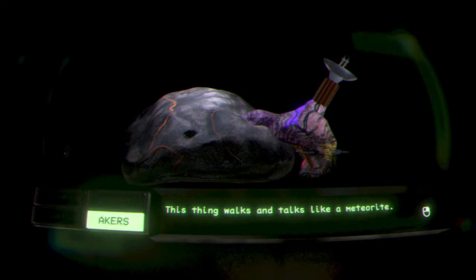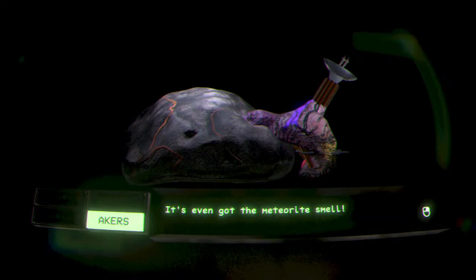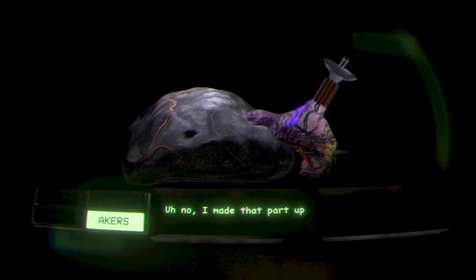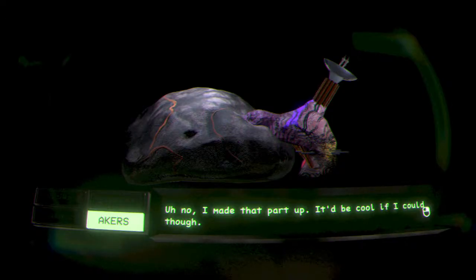Fine. This thing walks and talks like a meteorite. It's even got the meteorite smell. Sorry, Dr. Eckers, you can smell meteors? No, I made that part up. It'd be cool if I could, though.